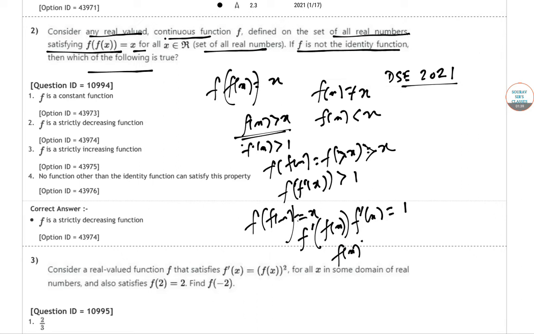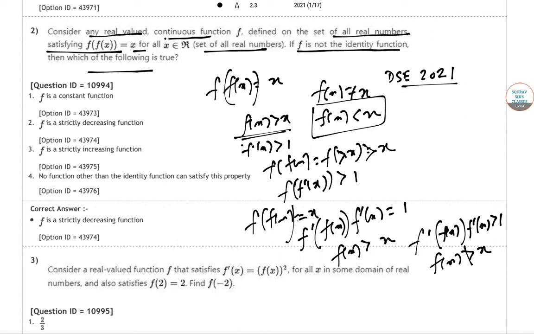So if f(x) is greater than x, then f'(f(x)) is also greater than 1. So f'(x) is actually not greater than 1. So f(x) is not greater than x. This is only possible if it is less than x. Okay, so f(x) less than x, so it is a strictly decreasing function. So this is the correct answer.